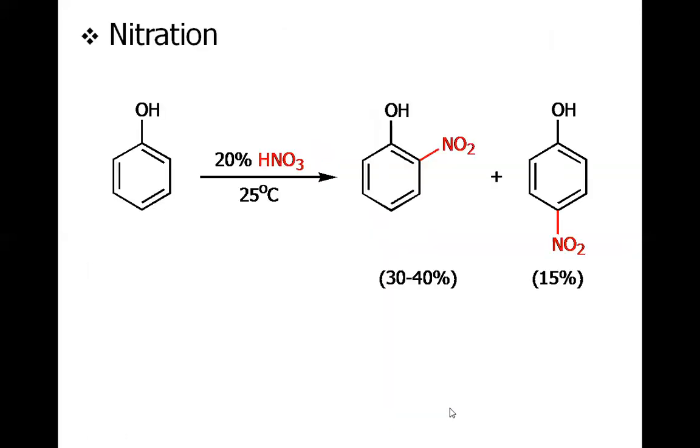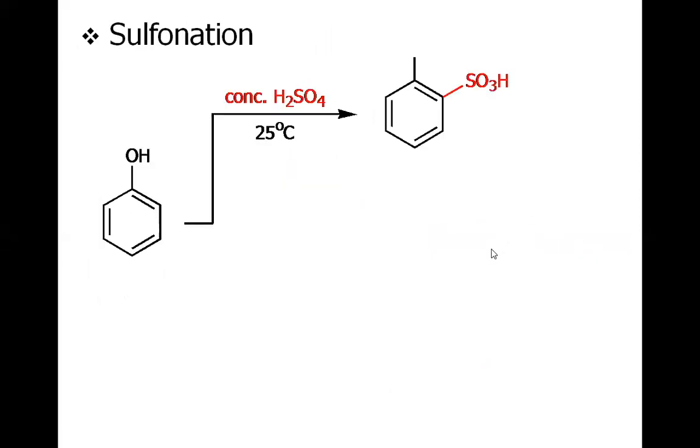For the nitration, we have the ortho or the para product, as we know that phenol is an ortho or para director. And in this particular case, the ortho product predominates over the para product. The reason for the predominance of the ortho-nitrophenol is the intramolecular hydrogen bonding, which is not possible in the para-nitrophenol.